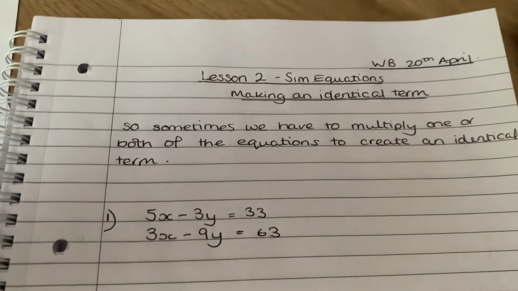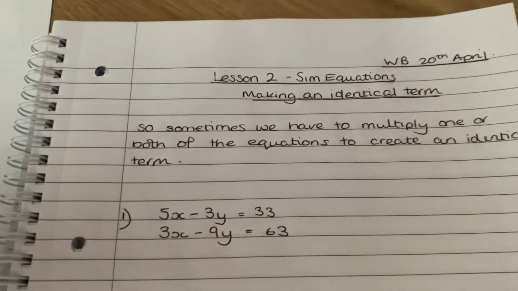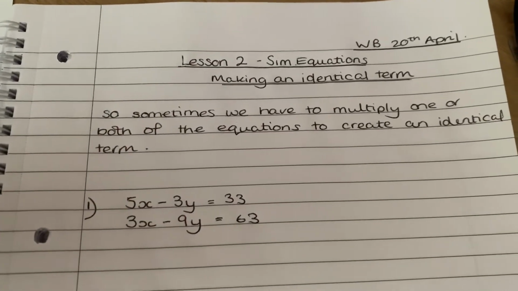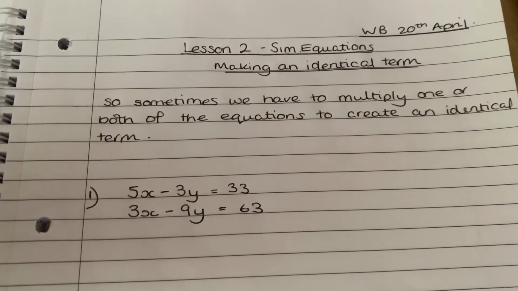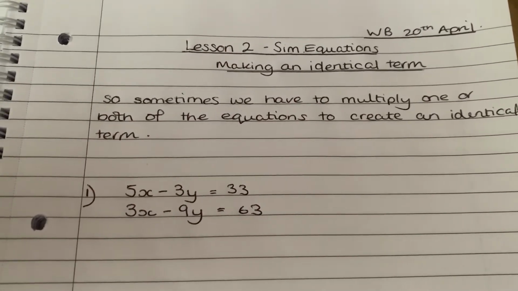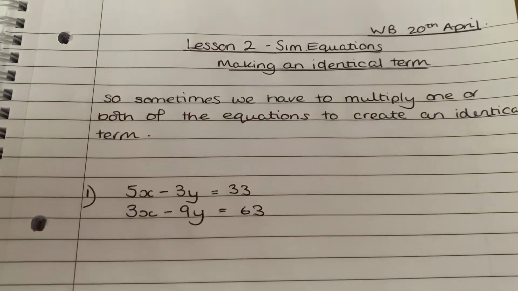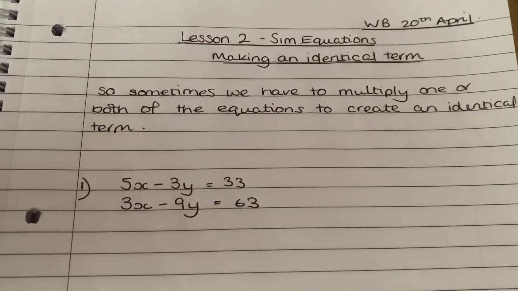Right, so the next lesson we're going to look at simultaneous equations when we don't already have an identical term. So we need to create that identical term. Sometimes we have to just multiply one of the equations. Sometimes we have to multiply both of them. Okay, so we're going to look at how we're going to do this.